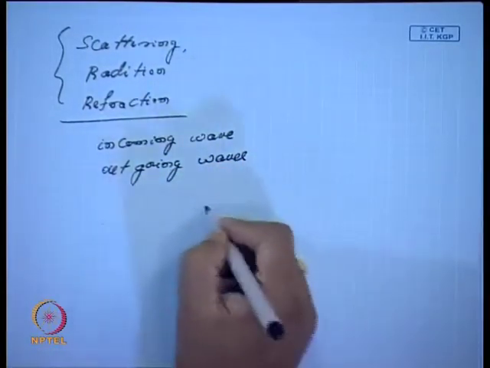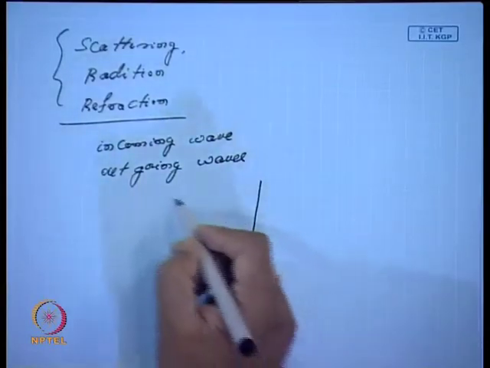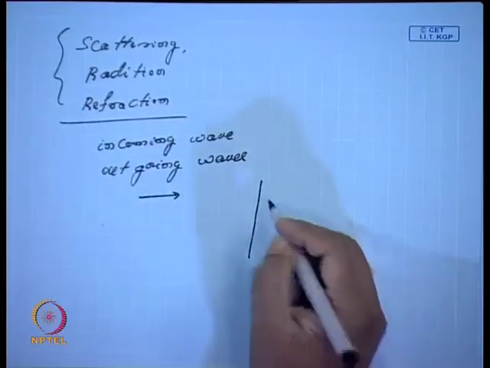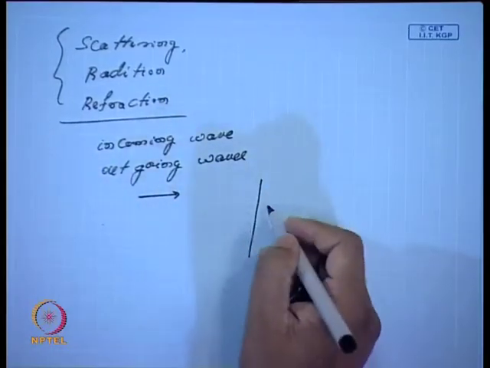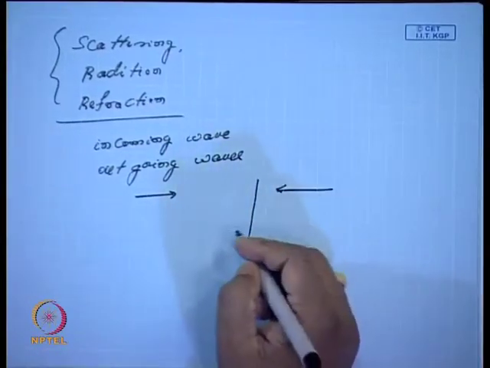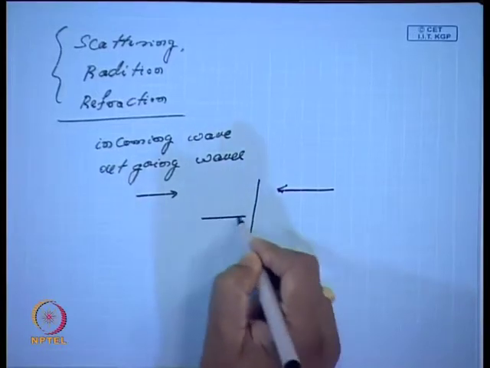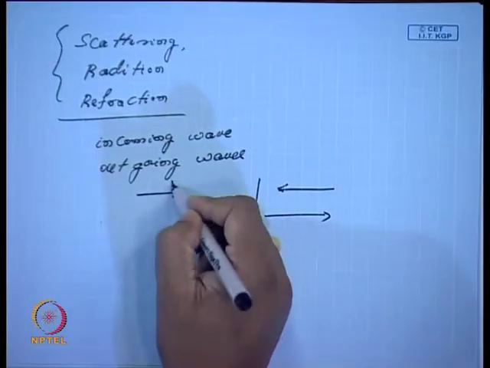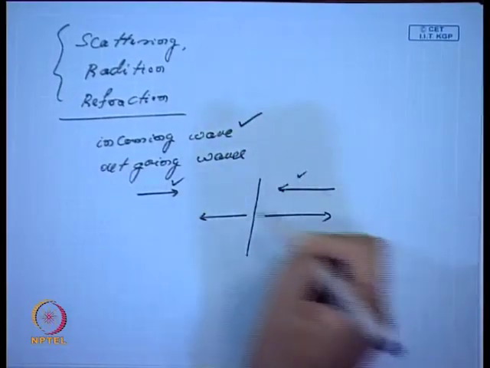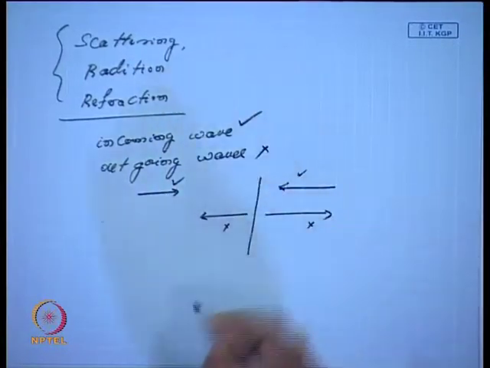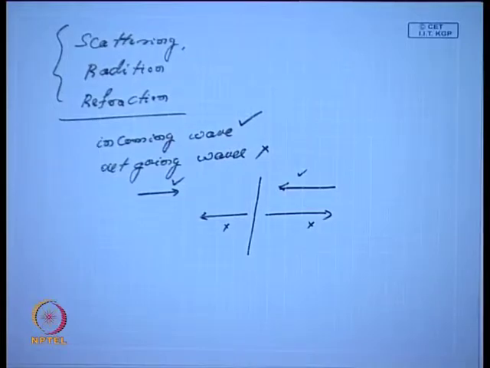In case of incoming waves, suppose we have an observer here. The wave approaches towards the observer or towards the obstacle, whatever it is. It can be approaching from either direction. On the other hand, outgoing waves are the waves that move away from the observer or the obstacle. So, these two are the incoming waves and these two are the outgoing waves. Now based on this we will define what is scattering and what is radiation.